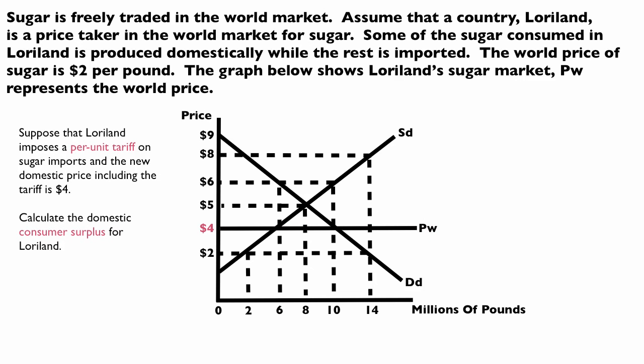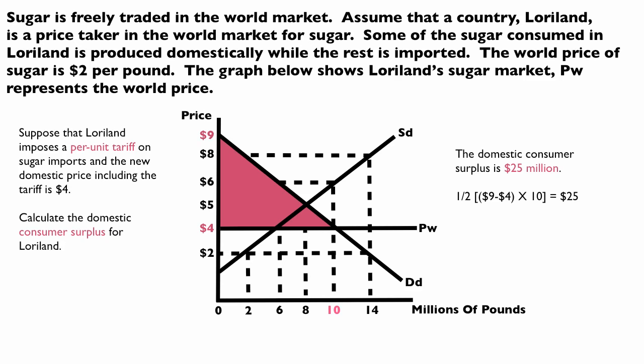Calculate the domestic consumer surplus for Lauraland. The domestic consumer surplus is 25 million. 1/2 of (9 minus 4) times 10 equals 25.